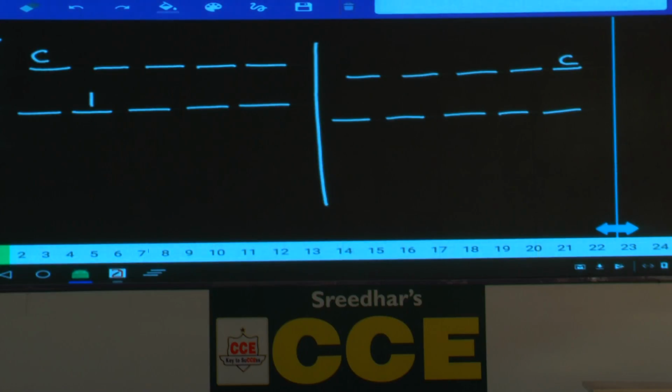Now this C is facing one of the immediate neighbors of T. T does not teach English, hence English is ruled out for T.